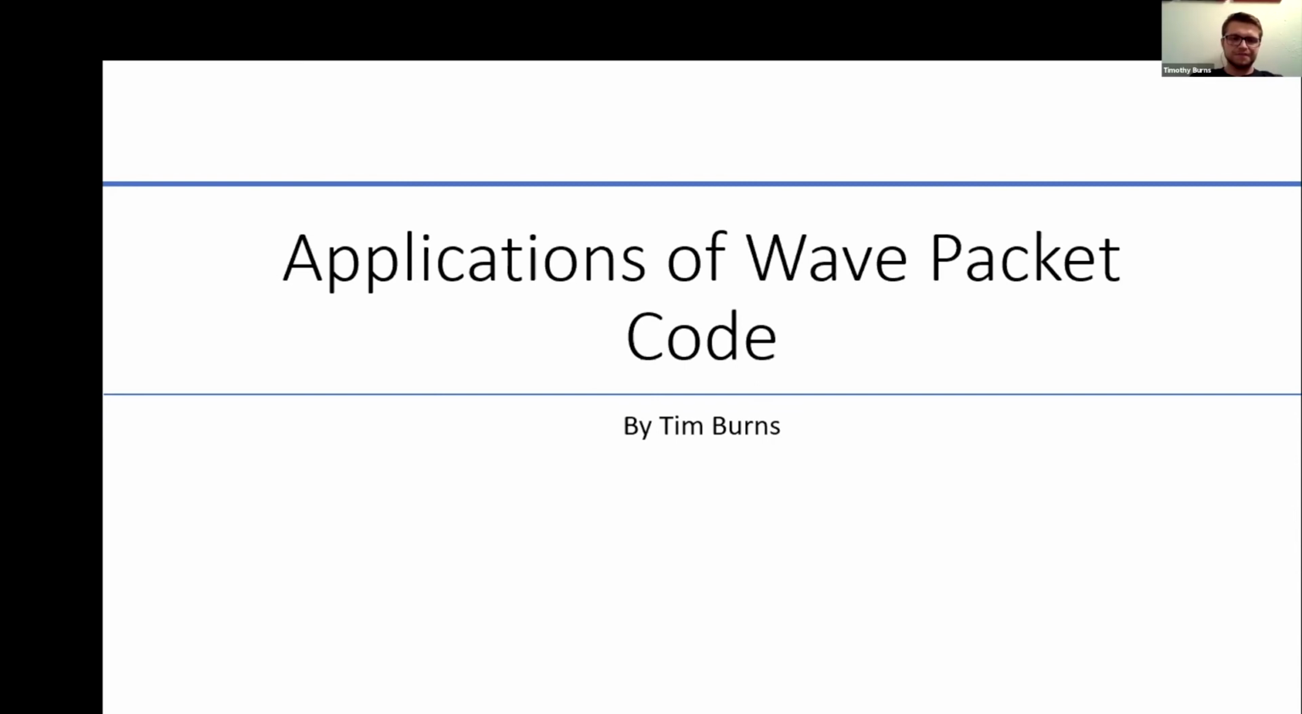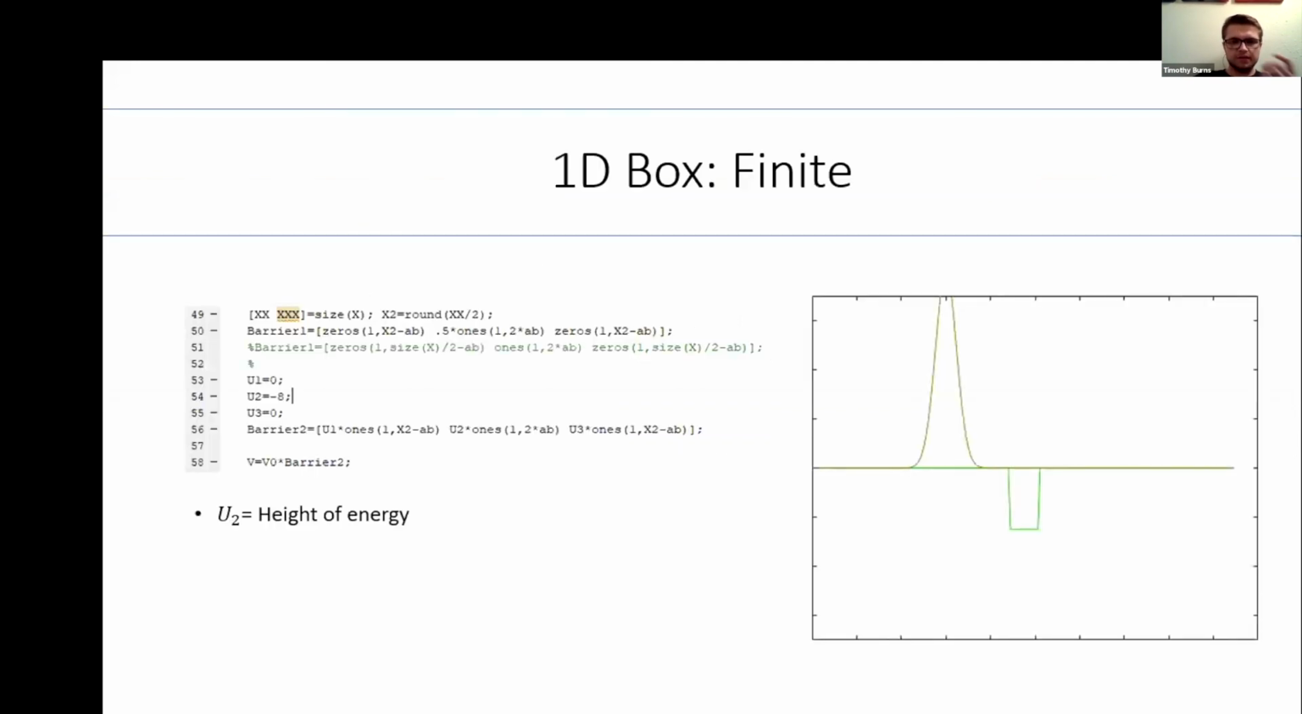All right, so my presentation's on the applications of the wave packet code. The first thing I was working on was making a 1D box that had a finite energy limit on it. So we can see down here that U2 is the height of the energy. In the code that's at line 54 here, and I put that at -8. So that creates a little well here.